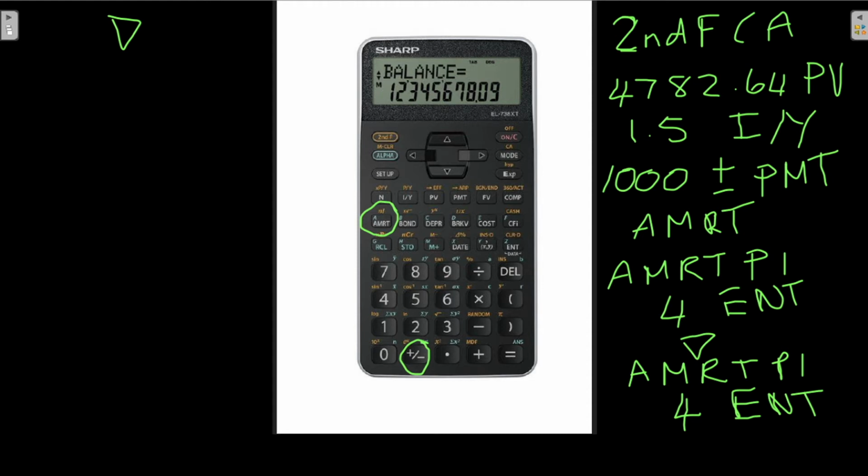On the screen it says balance. That outstanding balance is 985.216 and so forth. If you press the down button again, you get your principal portion, the part of your 1,000 rands that will pay back the capital, 970.66. And if you press the down button again, you get the interest portion, 29.34. So that is exactly the same as what we got by calculating it by hand.